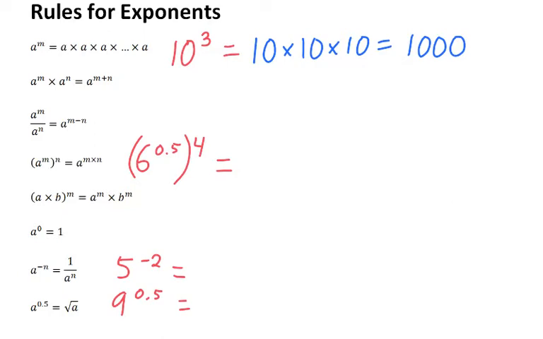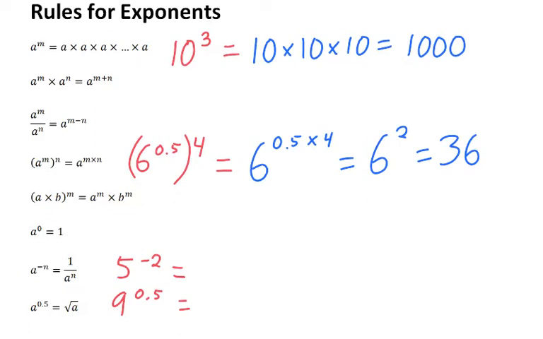Next, 6 to the 0.5 raised to the fourth, you use the rule right to the left of it. And that rule says that you should multiply the exponents, so you have 6 to the 0.5 times 4, and 0.5 times 4 is 2. So you get 6 to the 2, or 6 squared, and 6 times 6 is 36.